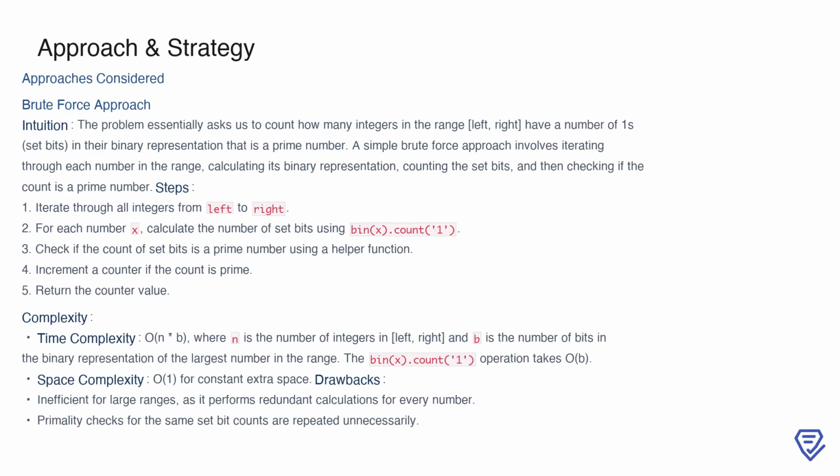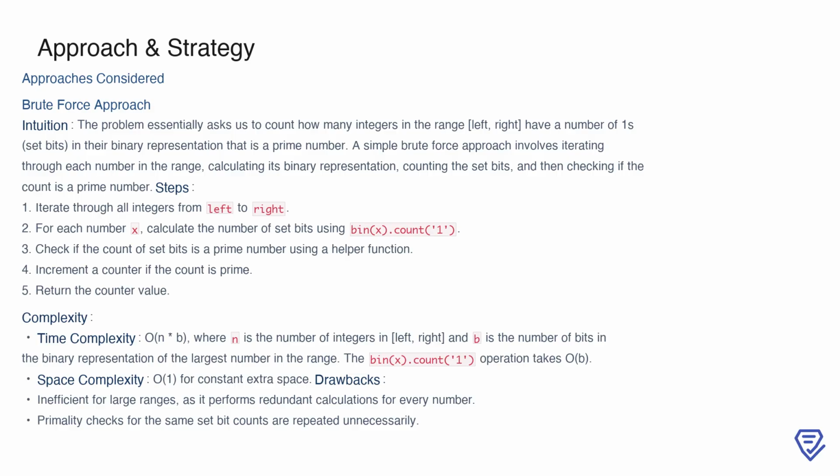To solve this problem, let's first consider a brute force approach. The main idea here is to count how many numbers in the range, left, right, have a prime number of set bits, or ones, in their binary representation. The steps are straightforward. We iterate over each number in the range, calculate its binary representation, count the set bits, and then check if that count is a prime number.